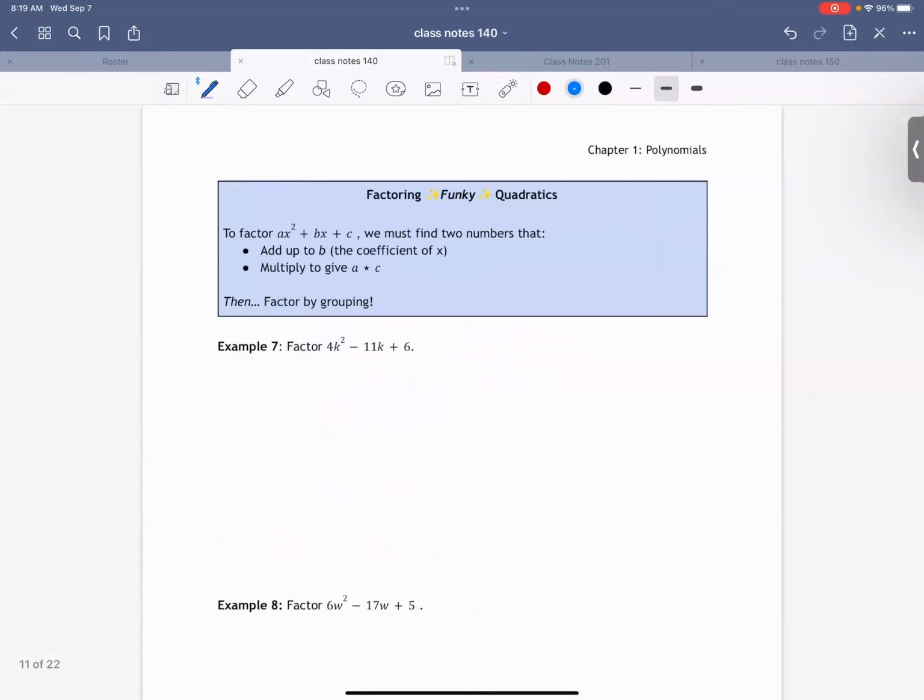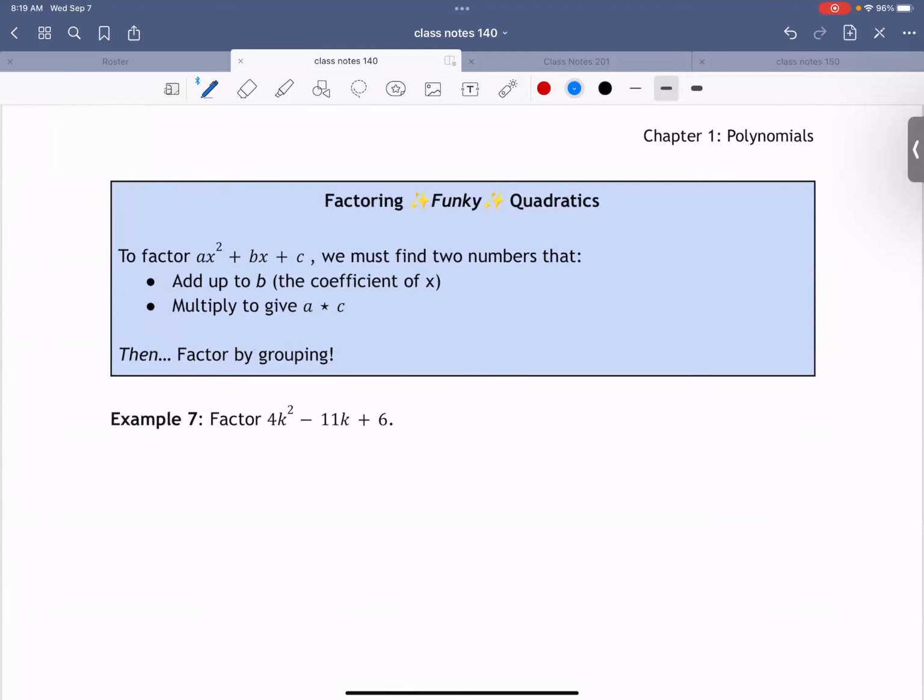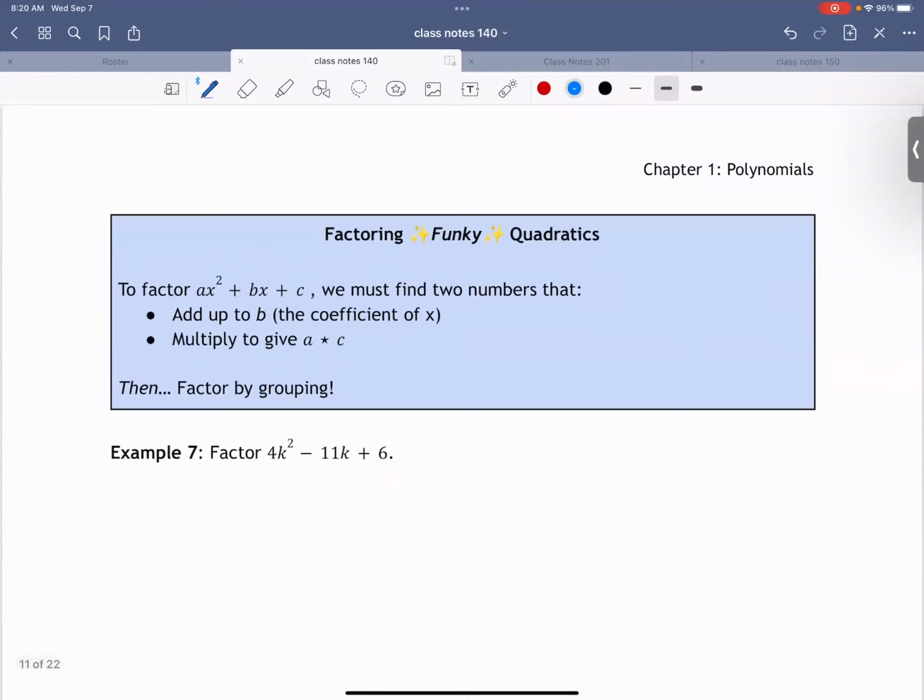Okay. Let's talk about the funky quadratics. So funky quadratics, what I basically think they are is things that have something that isn't 1 in front of the x squared. This method actually does work if there's a 1, but the other way is faster. Okay, so we have ax squared plus bx plus c. For example, 2x squared plus 3x plus 4. Okay, that's an example of something I would call funky because there's something in front of the x squared. Okay. When we try to factor these sort of quadratics, we still want to find two numbers that add up to the middle term.